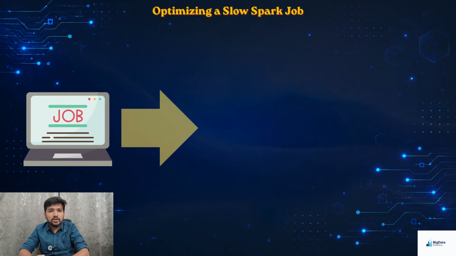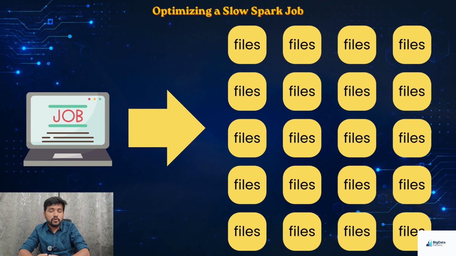Fix number 6, fix the output files. The original job writes too many small files. It produces 3,842 output files. This is a common problem in data lakes. Too many small files make future reads slower. They also make storage and metadata management worse.